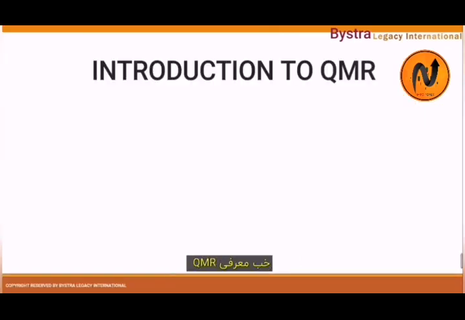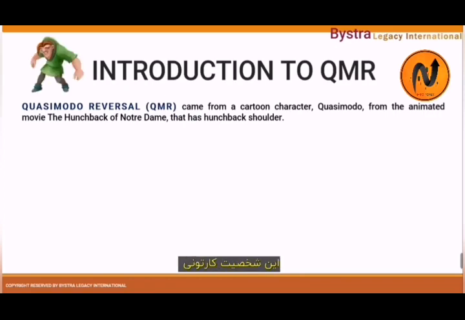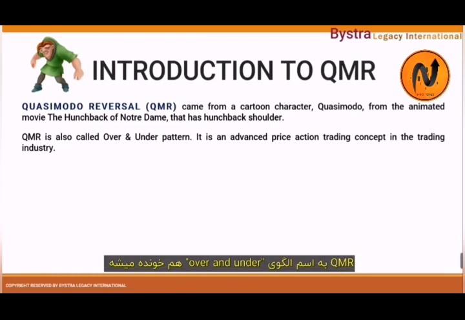So the introduction to QMR, which is called the Quasimodo reversal, it actually came from the cartoon character Quasimodo. If you ever watched the animated cartoon movie called The Hunchback of Notre Dame, this cartoon character has a hunch on his back, so one side of the shoulder is higher than the other. So this is where the Quasimodo came from. The QMR is also called an over and under pattern.